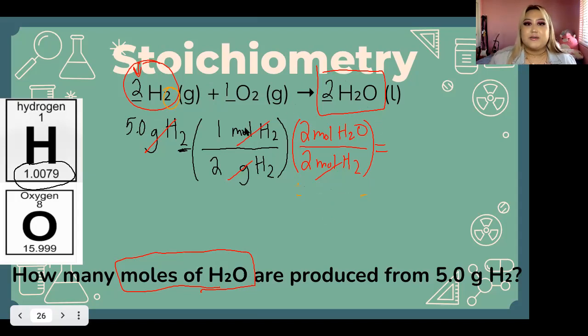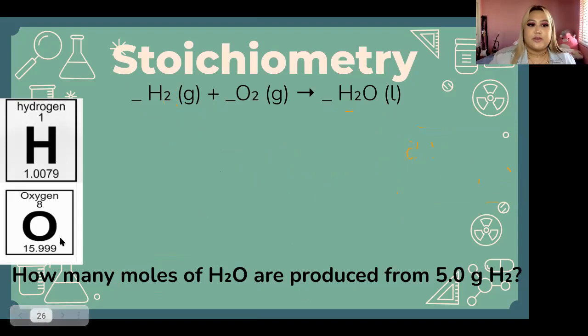Okay, so I think we are left with moles of H2O, which does answer our question. Anyone have a quick answer? I got 2.5. 2.5 moles of H2O. Anyone agree, disagree? Okay. Well, it should just be 5 divided by 2 because this is just a 1. So yeah, 2.5 is right.